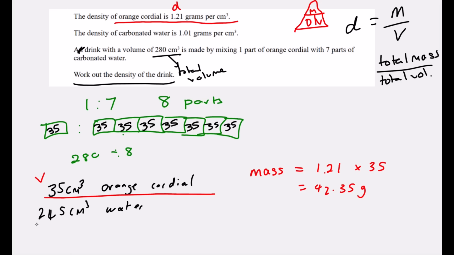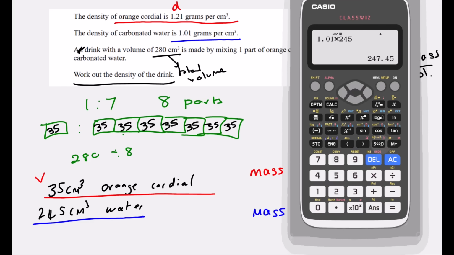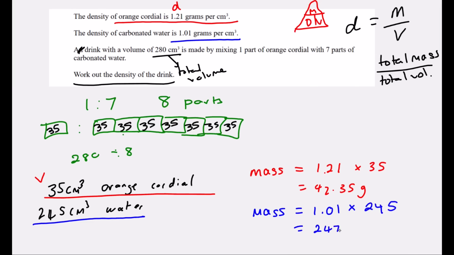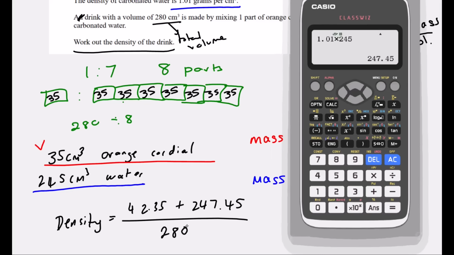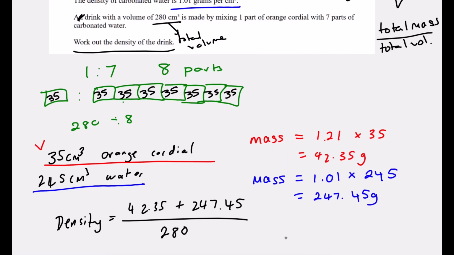And the water, again, we know the volume, and we know the density. So the mass for the water is 1.01 times 245, which is 247.45 grams. So now we know everything we want to know. So the density is the total mass, so the two masses added together, divided by the total volume, which was 280. So we have the answer plus 42.35 over 280, and we get 1.035 grams per centimeter cubed.